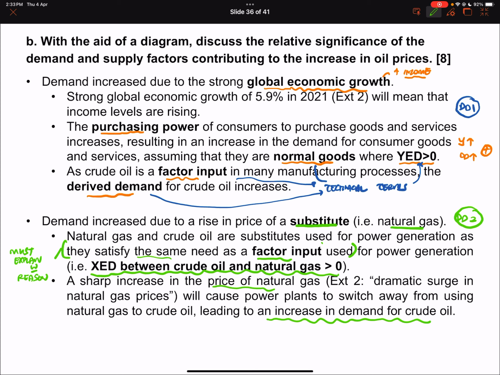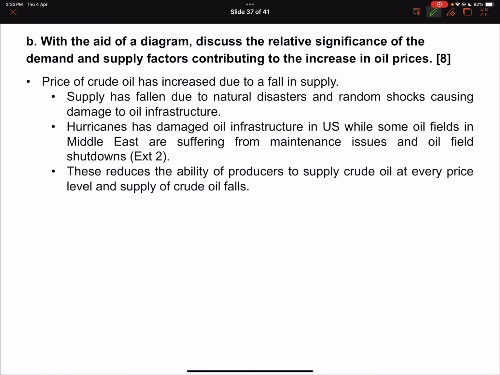Okay, so you pause on your own, copy down what you need. After DD1, DD2, the next part will be supply, right? So supply is decreasing because of natural disasters which have damaged oil infrastructure. So hurricanes in the US are destroying some of the oil fields. So this affects the ability of producers to supply crude oil at every price. So supply falls. This is SS1.